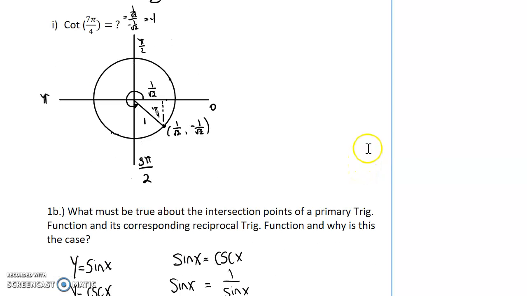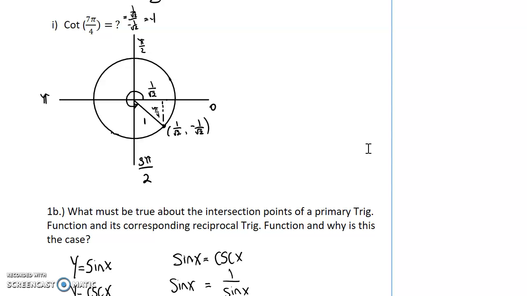And finally, same thing, construct the terminal arm for the angle at 7 pi over 4. Then identify the coordinates of its POI with the unit circle by realizing the related acute angle is pi over 4, and that a special triangle can be constructed by drawing a vertical line to the x-axis.